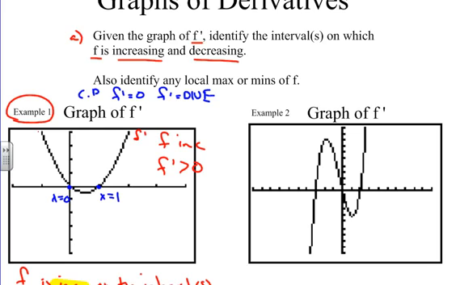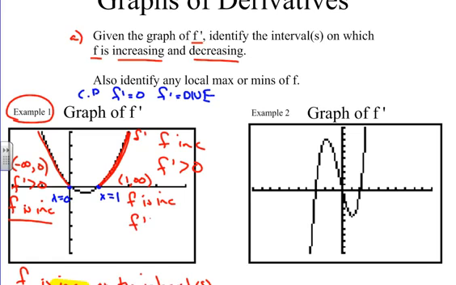We can now look at the graph and see that, from negative infinity to 0 on this interval, f prime is going to be greater than 0. It's positive values. Therefore, f is increasing. That's what we know. Over here, we see the same thing happening. From 1 to infinity, we see that f is also going to be increasing because f prime is greater than 0. It's positive.